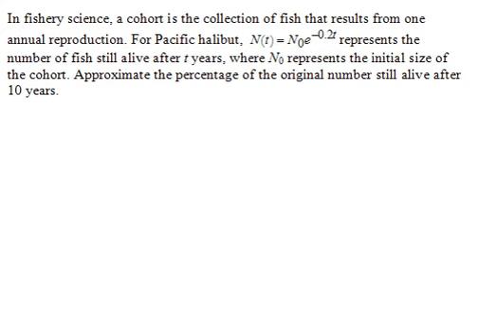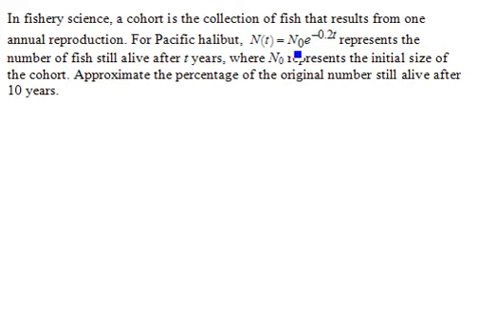In fishery science, a cohort is the collection of fish that results from one annual reproduction. So all the fish born in a given year are called a cohort for that year. For Pacific halibut, N of t equals N naught e to the negative 0.2t represents the number of fish still alive after t years, where N naught represents the initial size of that cohort, so the number of fish born in that given year.